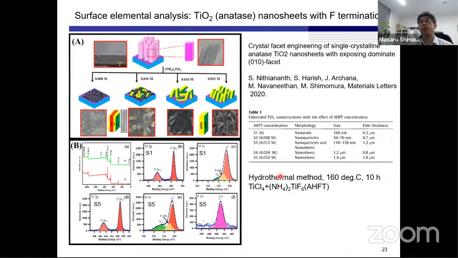The second application is this one, titanium dioxide, another as a nanosheet. And this is the research result by Mr. Nityanand and Dr. Harish, Dr. Archanand, Dr. Navanitan, and it is published in Materials Letters this year. And this is a case of titanium dioxide nanosheets.